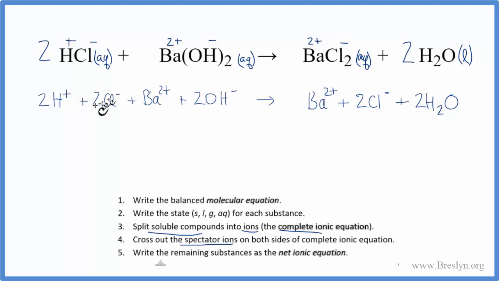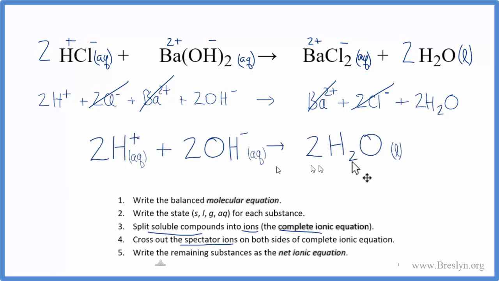We see Cl here. We have 2 chloride ions. We have 2 chloride ions here. Cross them out. We have the barium ion and the barium ion. We can cross that out. But everything else is unique. So this is the net ionic equation, and we could write it like this. So this is the net ionic equation.